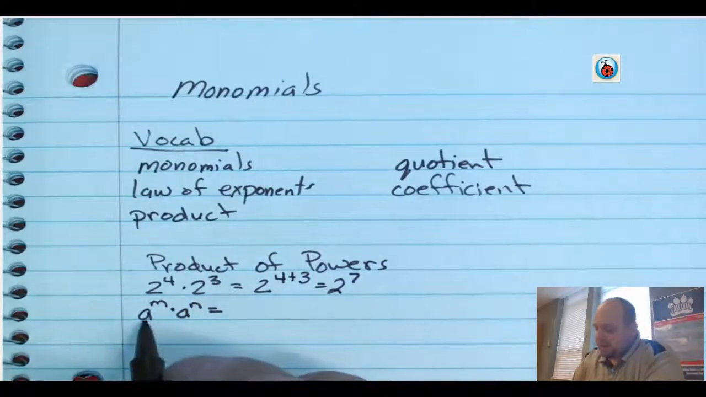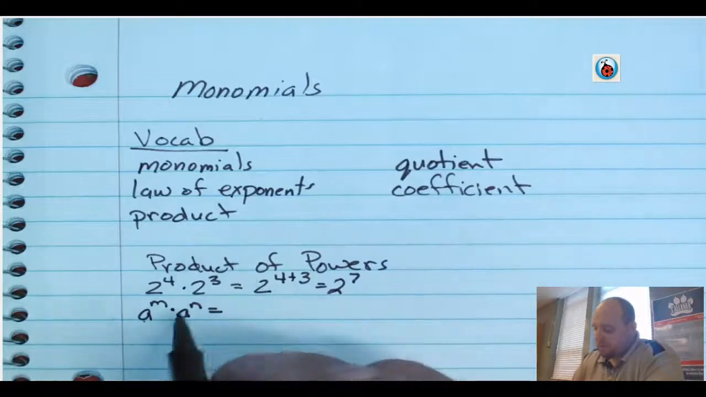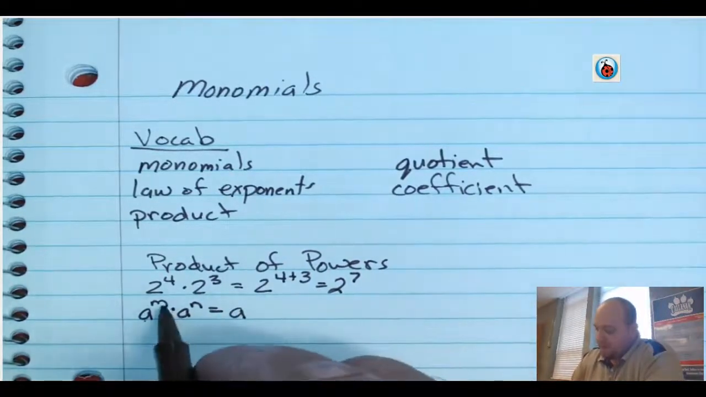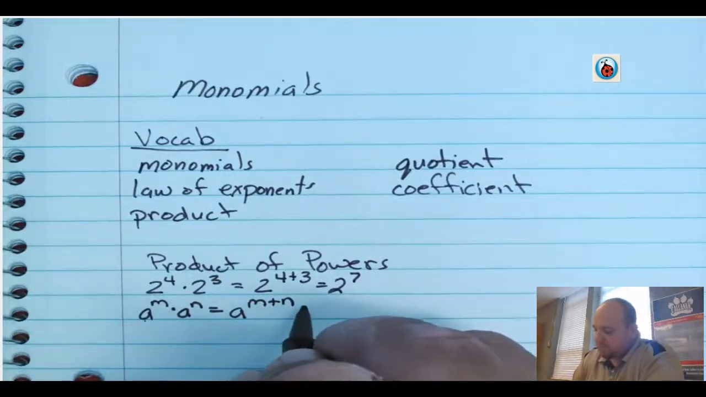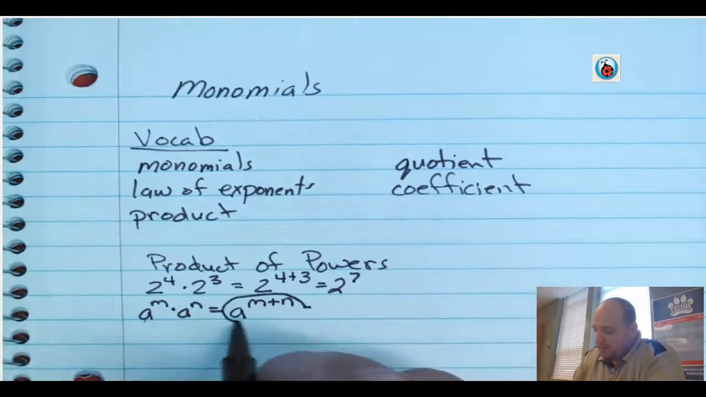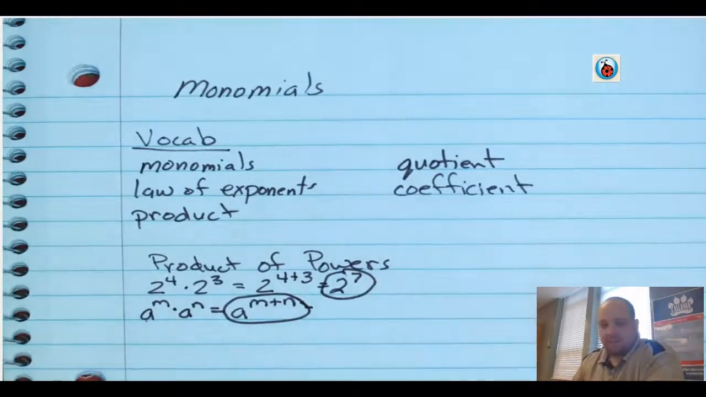In this case, again, notice that both the bases are a's, so I can use the law of exponents. I'm going to put my base of a down there. I'm going to take my exponents of m and n, and I'm going to add those together. I do not know the values of m and n, so therefore, this is my final answer in algebra. Whereas in product of powers, I got an answer of 2 to the 7th, which I could simplify and evaluate.